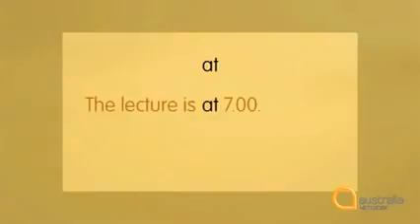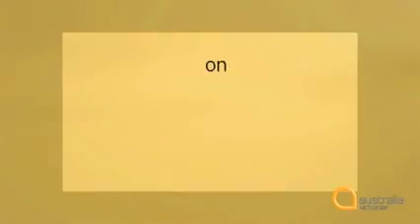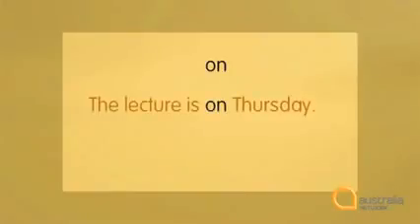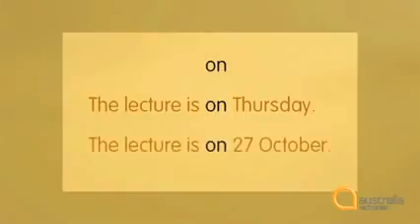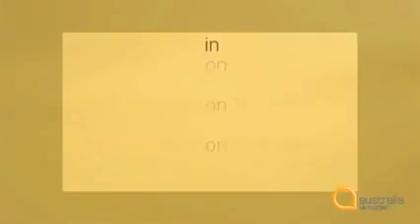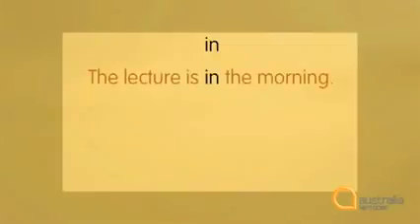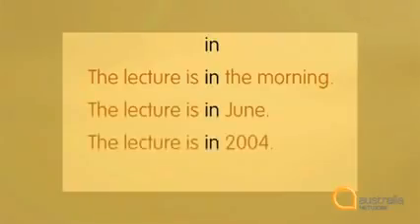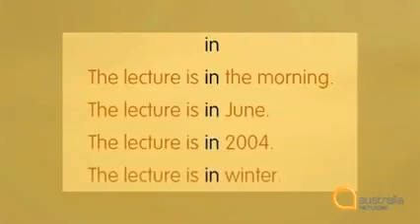At is used for times. For example, the lecture is at 7 o'clock. On is used for days and dates. The lecture is on Thursday. The lecture is on the 27th of October. In is for periods of time and for months, years and seasons. The lecture is in the morning, in June, in 2004, in winter.